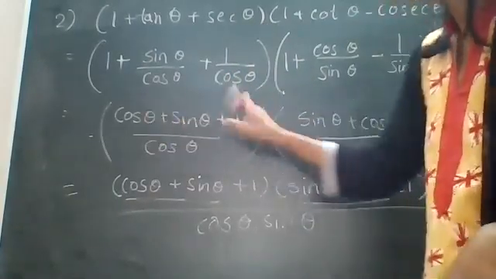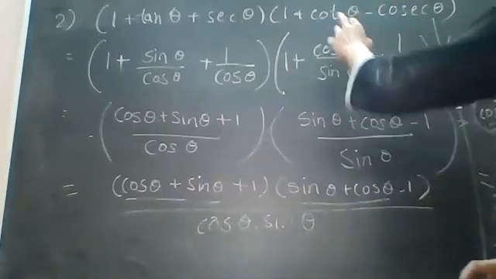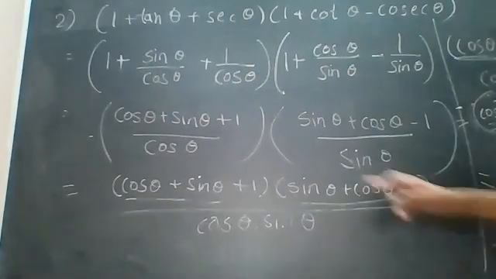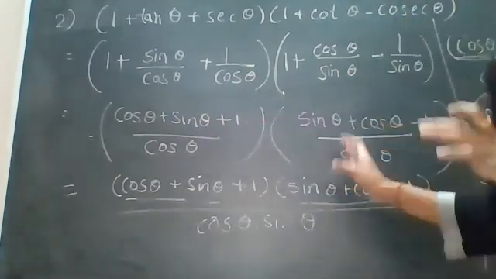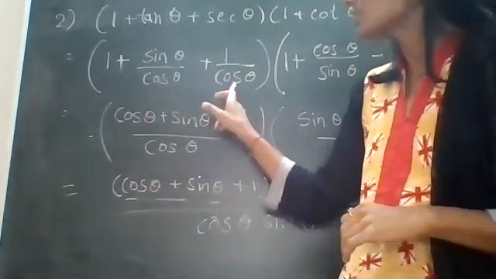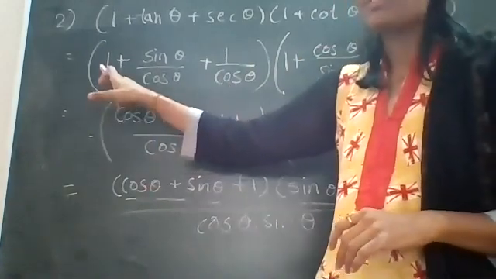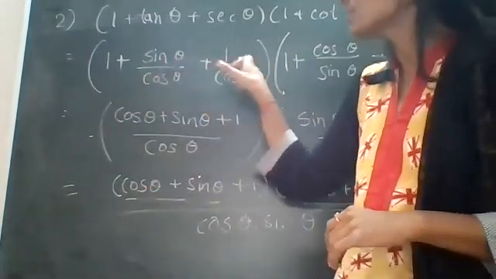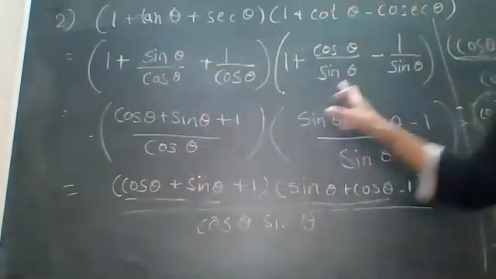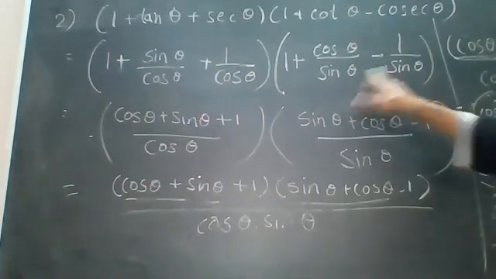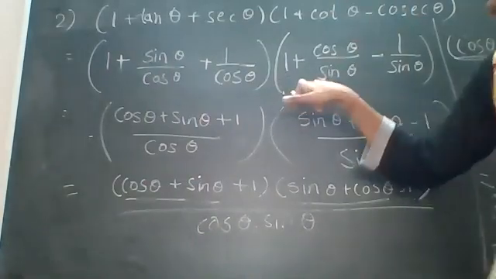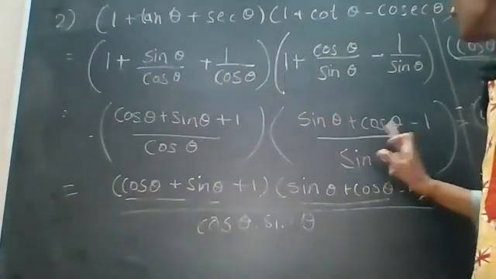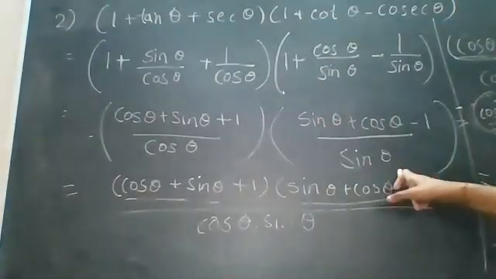Right? Now we take the LCM in both the brackets. Here instead of cot, we have written cos upon sin, and cosec is 1 upon sin. Now separately, we are going to take the LCM first. Here the LCM will be cos theta. Here nothing is there, so we multiply it with cos theta. It becomes cos theta plus sin theta plus 1 divided by cos theta. And here the LCM will be sin theta, so we multiply with sin theta. So sin theta plus cos theta minus 1 upon sin theta.